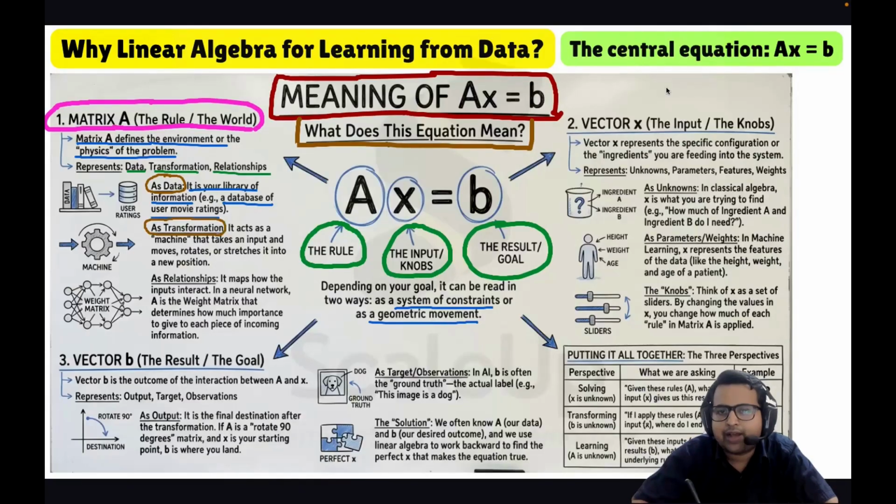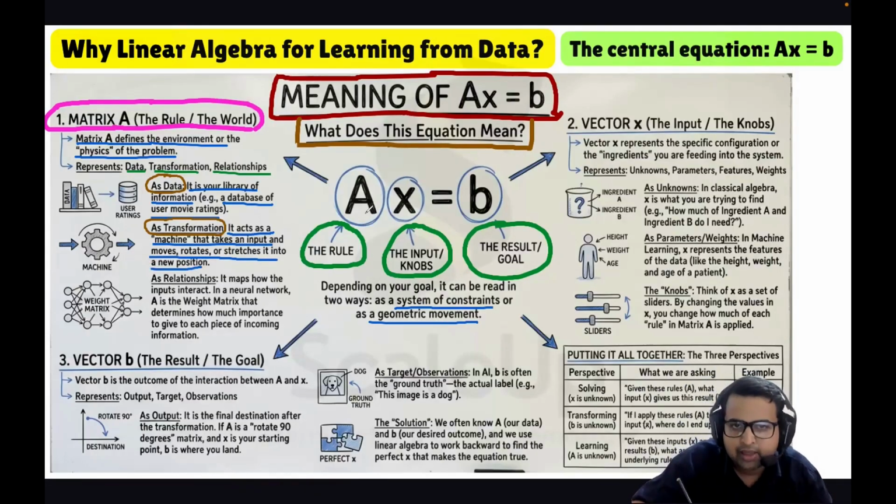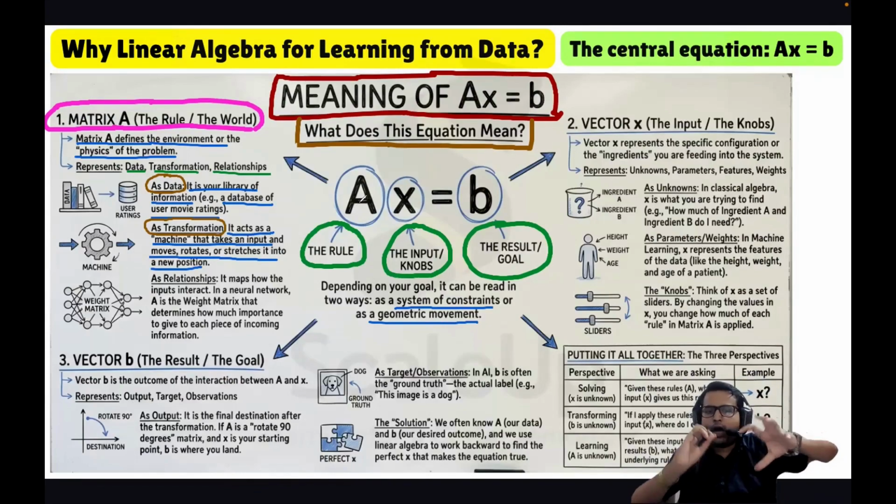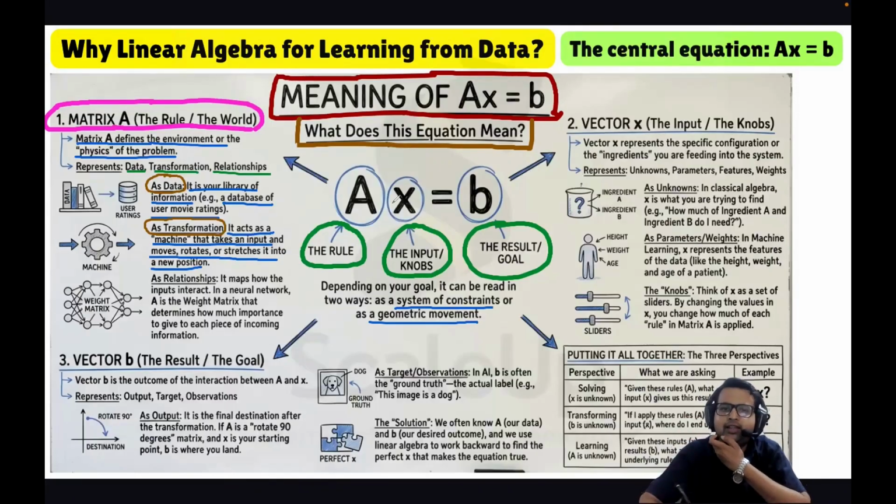If it is storing transformations, then it is acting as a machine that takes an input and moves, rotates, or stretches it into a new position. Because if matrix A is storing the transformations, then it will decide how to transform an input. And in this equation, x is the input. So the values of A will decide how to transform the inputs present in x: how to rotate, how to move, how to stretch it into a new position.